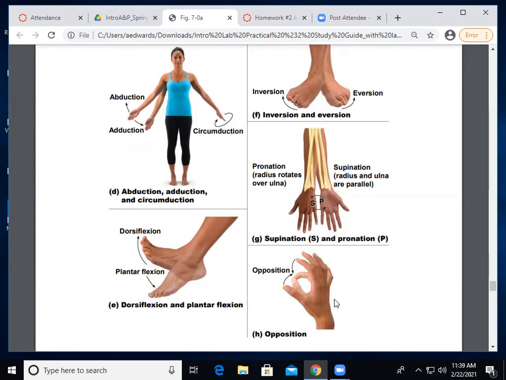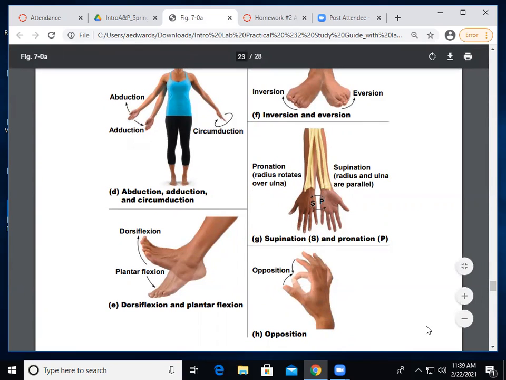With your fingers, if you touch your finger with your thumb, we call that opposition. Your thumb is opposing your other fingers. With your hands, this is anatomical position, it's normal, right? If you flip them, if you rotate your radius over your ulna, we call it pronation. Supination, come back. That makes your radius and ulna parallel. So pronation, supination, pronation, supination.